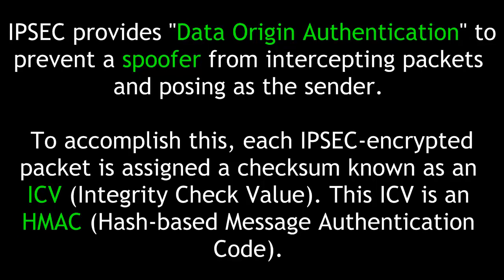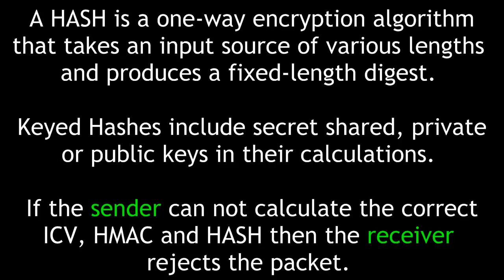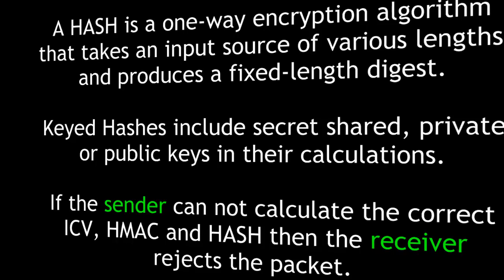IPSec provides data origin authentication to prevent a spoofer from intercepting packets and posing as the sender. To accomplish this, each IPSec encrypted packet is assigned a checksum known as an ICV or integrity check value. This ICV is an HMAC or hash-based message authentication code. Simply put, a hash is a one-way encryption algorithm that takes an input source of various lengths and produces a fixed length digest. Keyed hashes include secret, shared, private, or public keys in their calculations. If the sender cannot calculate the correct ICV, HMAC, and hash, then the receiver rejects the packet.